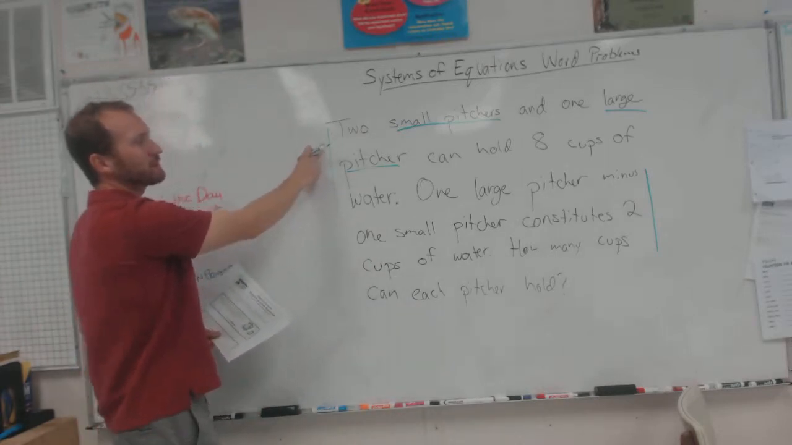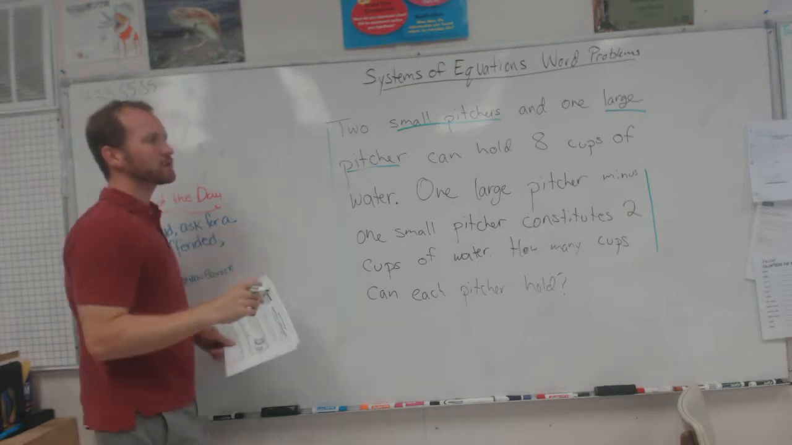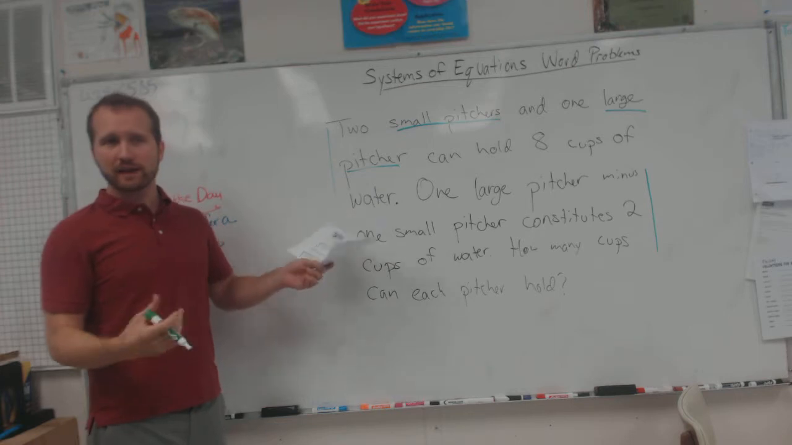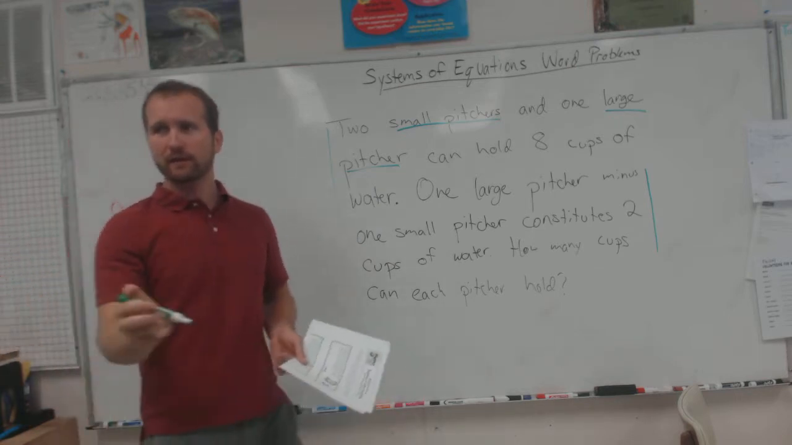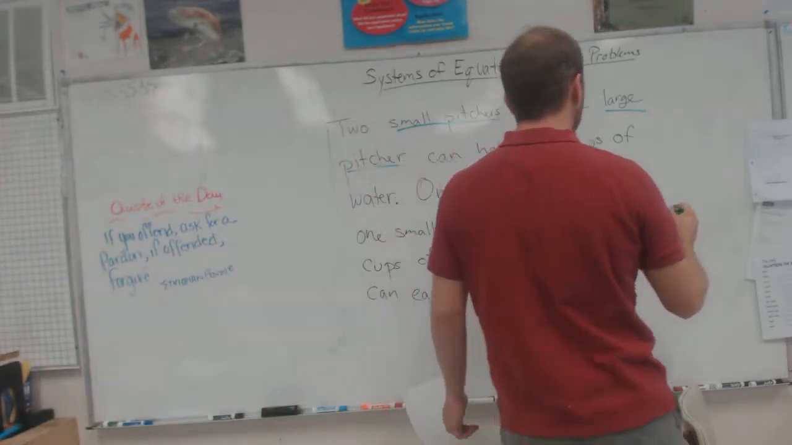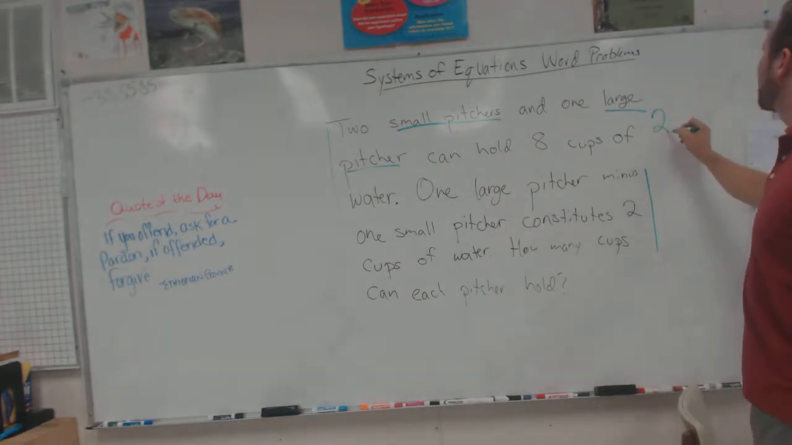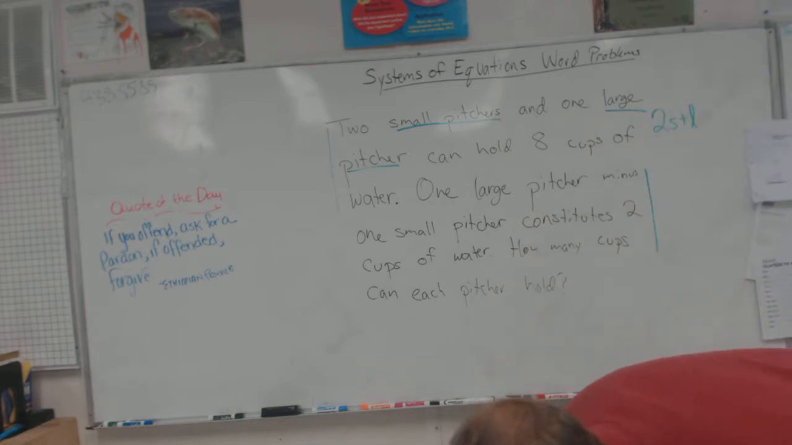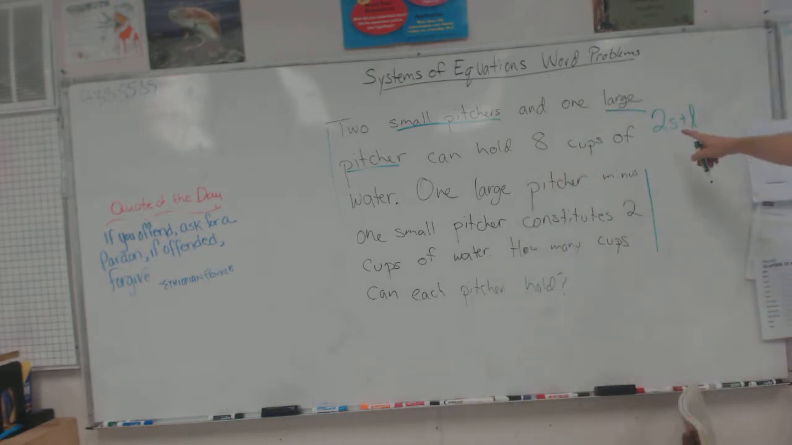Okay, cool. 2 small pitchers and 1 large pitcher can hold 8 cups of water. Let's just look at that sentence. How would you write that in math? 2s plus L equals 8. I like to write my L's in cursive in math, as long as we can see that. So 2s plus L, so 2 small pitchers plus 1 large pitcher equals 8 cups.